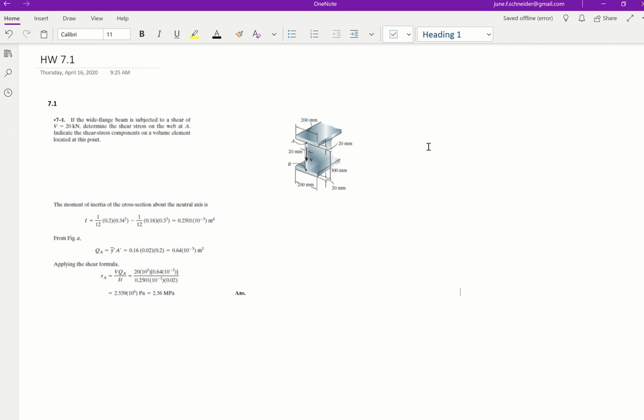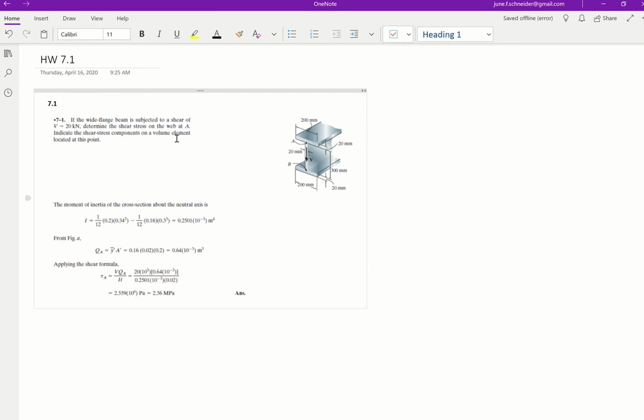Hello, this is the example for flexural bending stress. I believe Alan asked this question on the discussion board. So here we go. We have an I wide flange and a shear force of 20 kilonewton that's given. They ask us what the shear stress is.